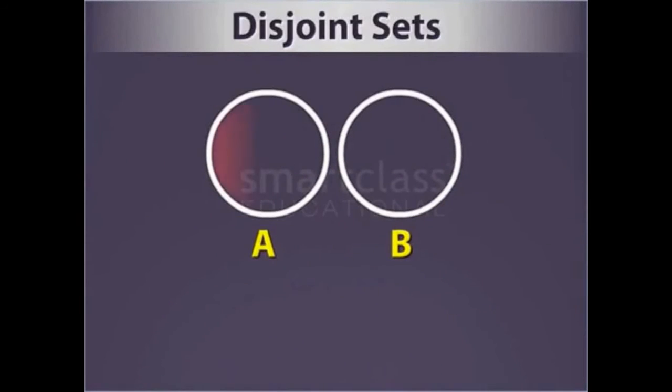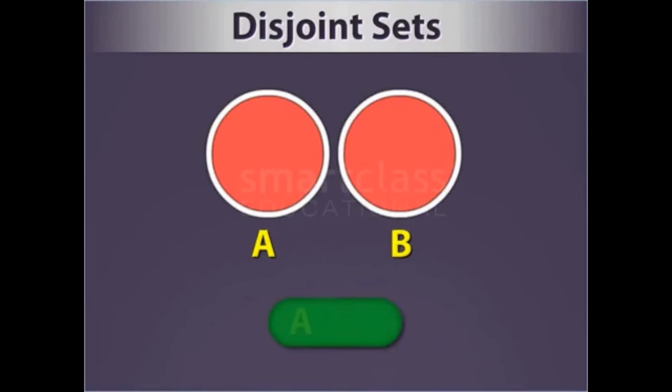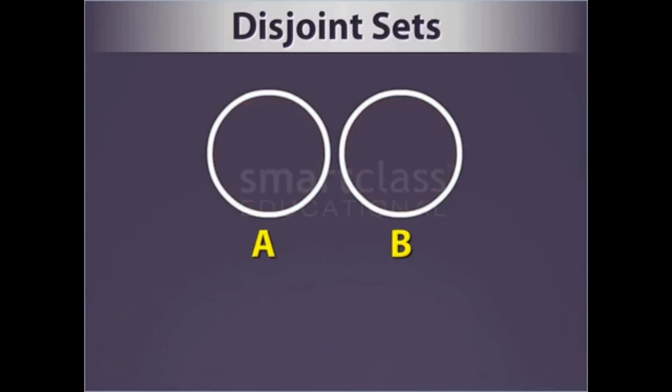The entire region inside the sets A and B shows the union of the sets A and B. Thus, the shaded part shows set A union B. Now, the Venn diagram shows that there is no region common to the sets A and B. This means that the intersection of the disjoint sets A and B is an empty set.